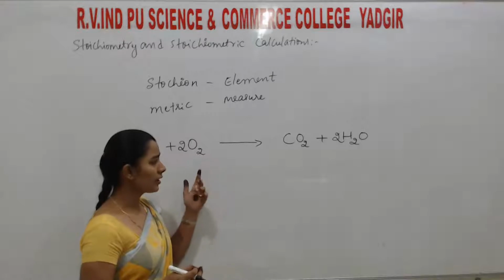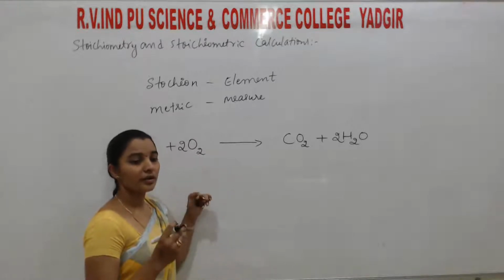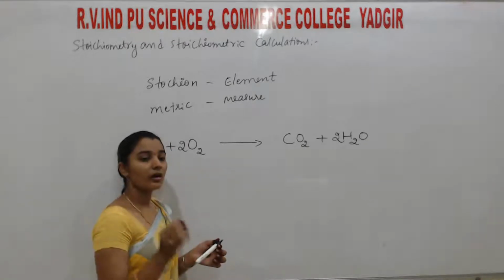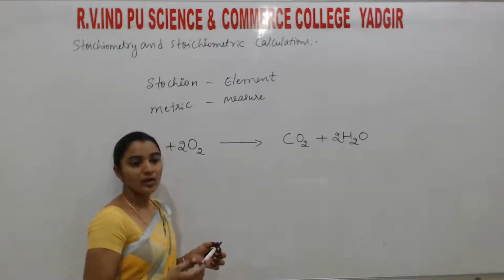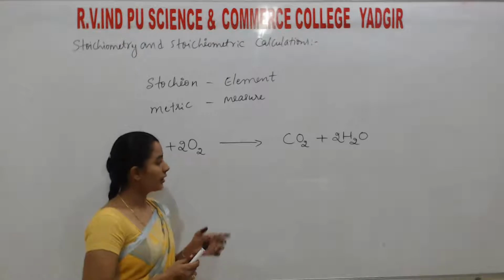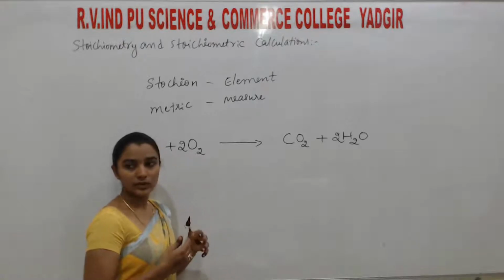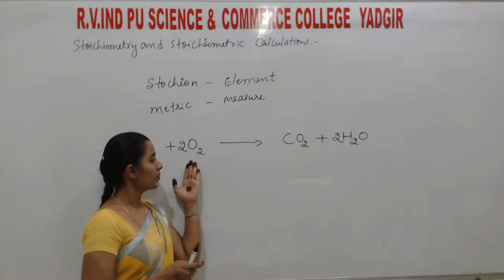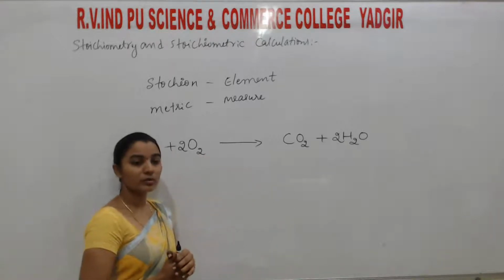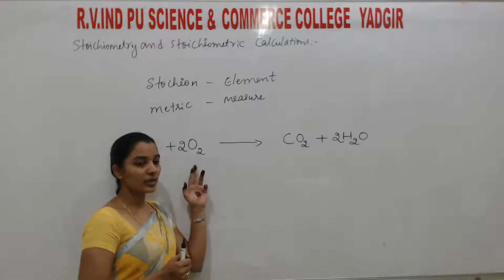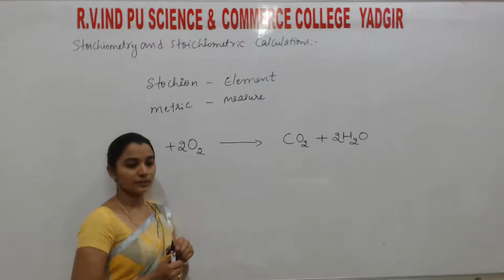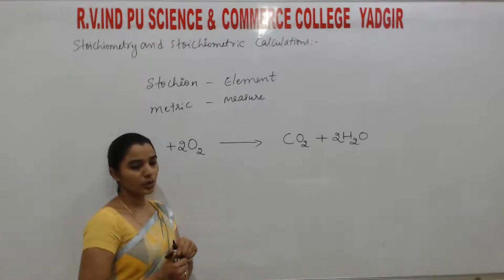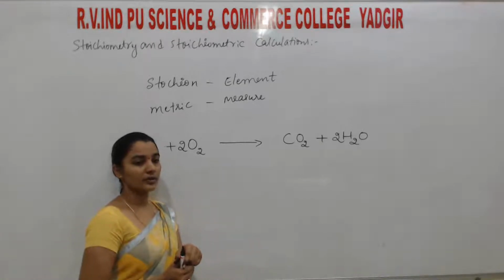In balancing the reaction, some methods are there: the trial and error method, the oxidation number method, and so on. In the redox reaction chapter, I'll explain how equations are balanced. But for now, understand that the number of atoms of reactants and products should be equal, because this should satisfy the law of conservation of mass, meaning the mass of the reactants must equal the mass of the products.